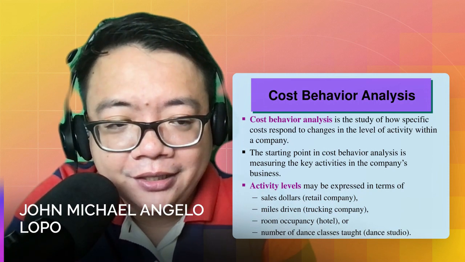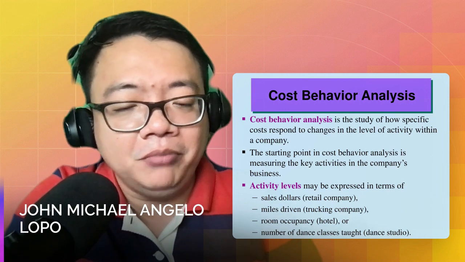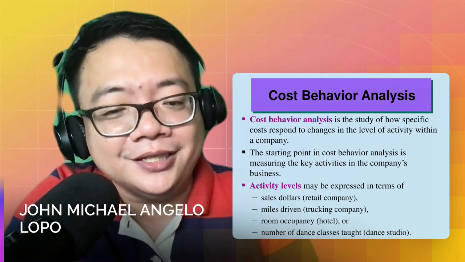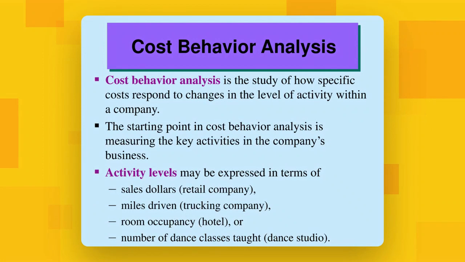Of course, if you are in a school, like LSU, UM Manila, San Beda University, Ateneo, it would be the number of enrollees that will take BS Accountancy or any other course. That would be your activity level. Alright.